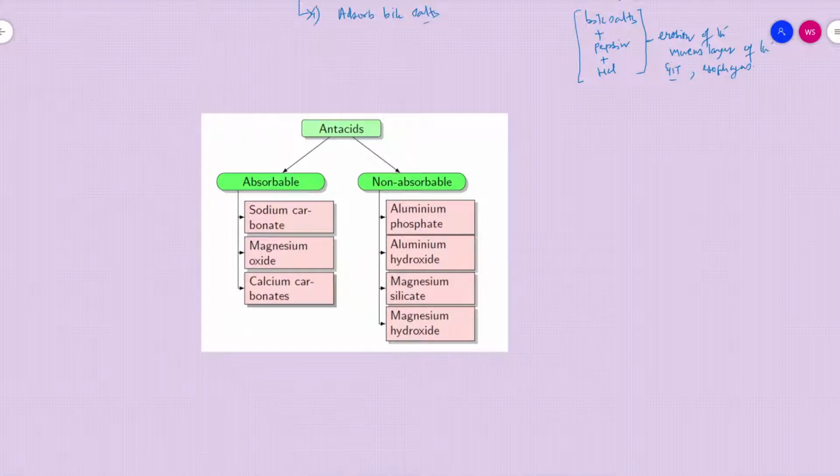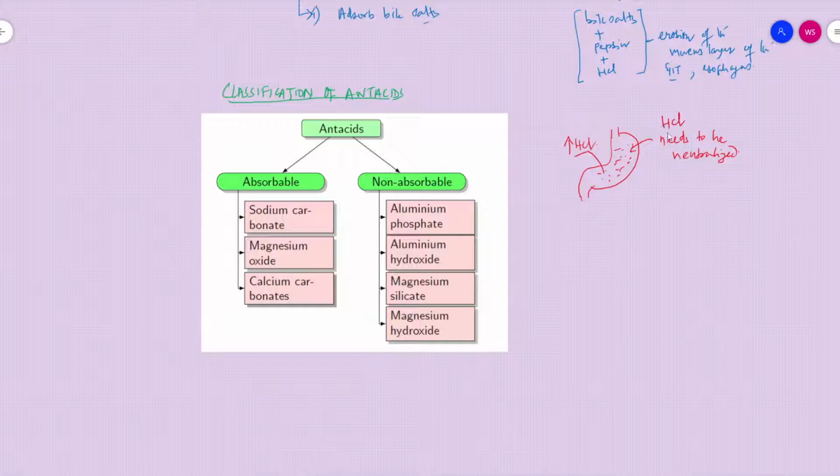So the classification of antacids. So let's give it a heading. Classification of antacids. Okay. So antacids, if you remember, we said that there is increased acid in the stomach, and this acid needs to be neutralized. Okay. So there is increased HCl, and this HCl, this acid, needs to be neutralized by these antacids.